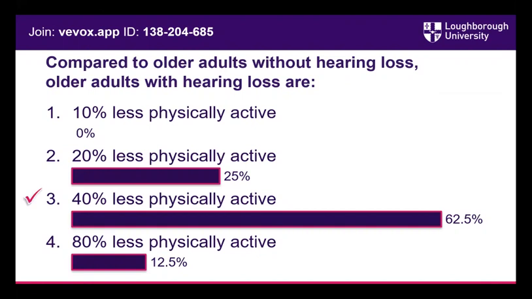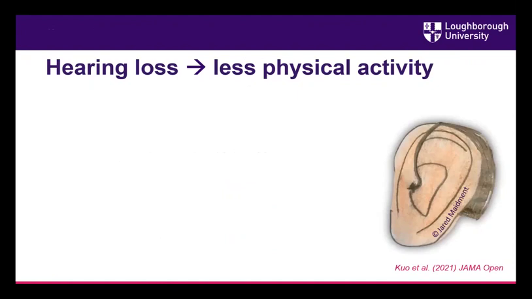So compared to age-matched controls, or older adults that don't have a hearing loss, older adults with hearing loss are estimated to be 40% less physically active. Now, what does this mean? What does this reduced physical activity in older adults with hearing loss mean, and how does it impact their general health?